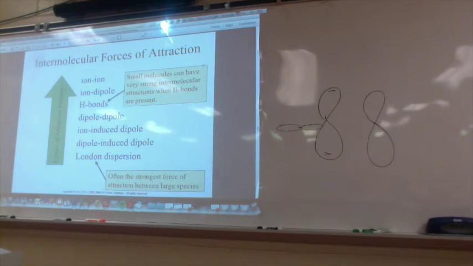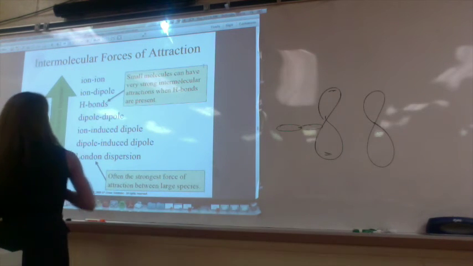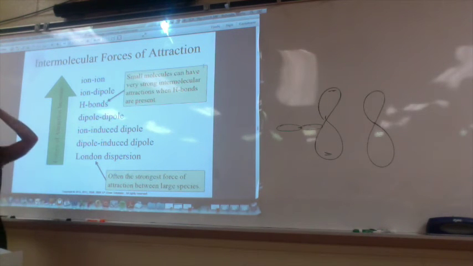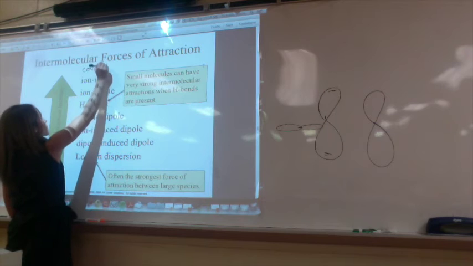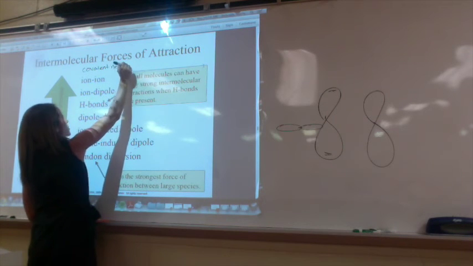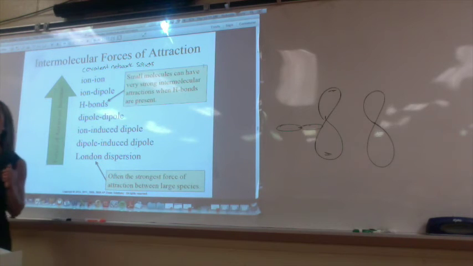All right, this is a great list. It's not comprehensive because I'm going to teach you about solids, and solids have something called covalent network solid forces of attraction. So covalent network solids are the top. You just don't know them yet. I'm going to teach them to you in the solids lecture.